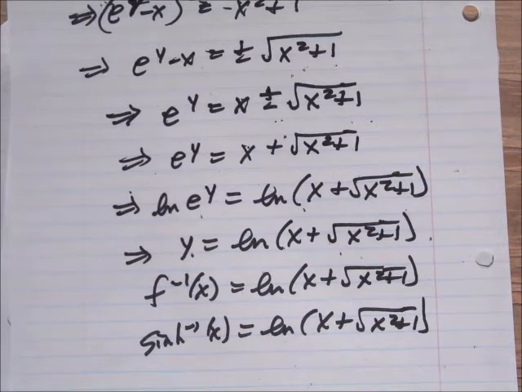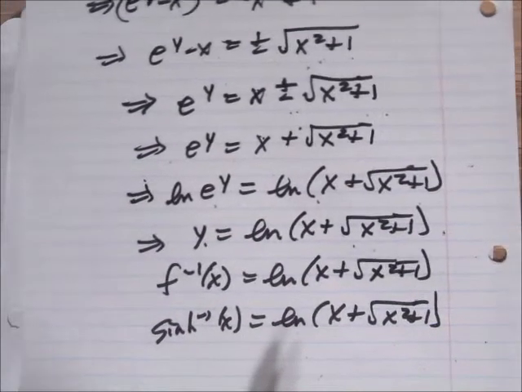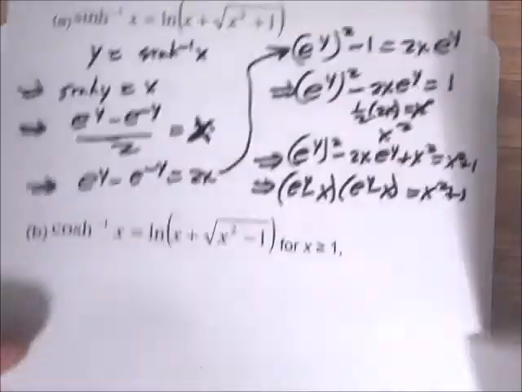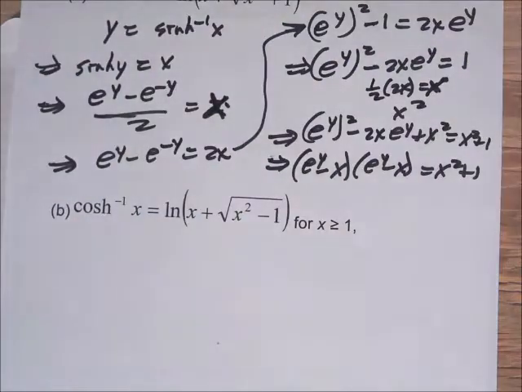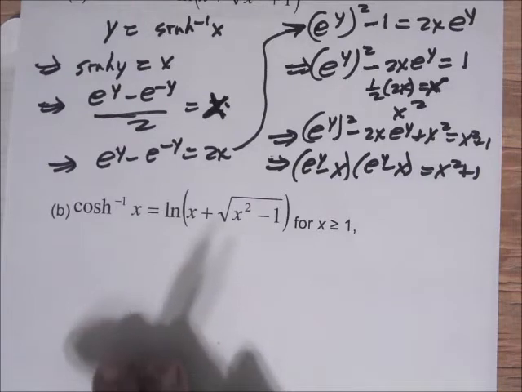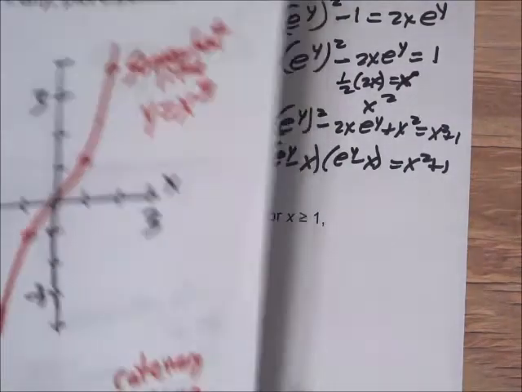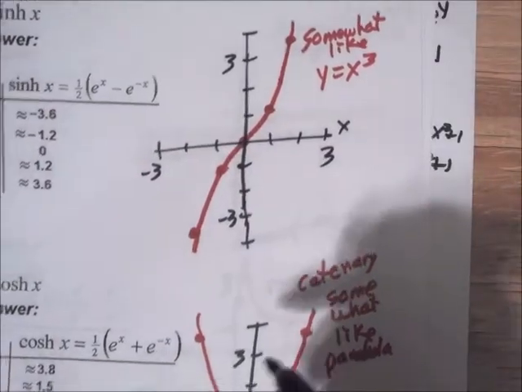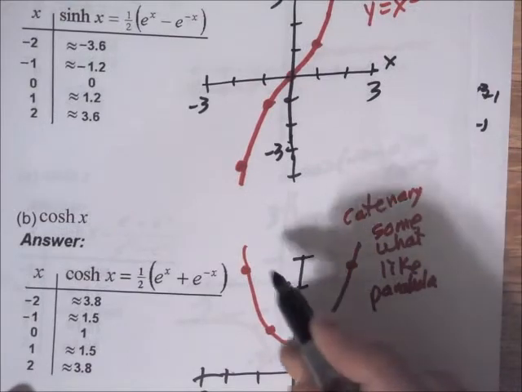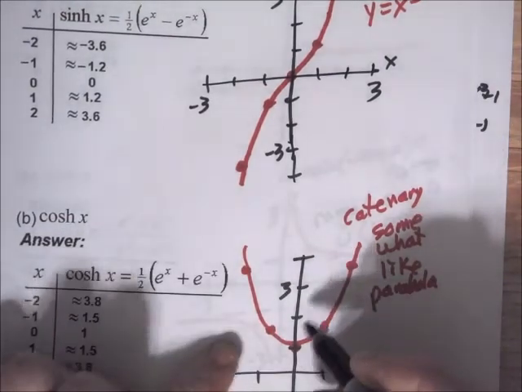We could make a similar argument for the other functions. I won't do all of these, but the cosh inverse. For cosh inverse, we have to restrict the domain. So the cosh function as it stands is not invertible.